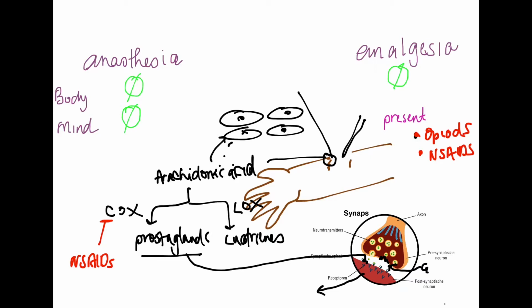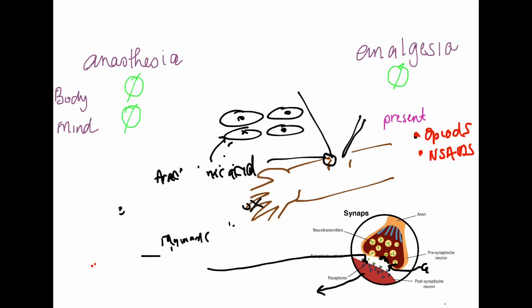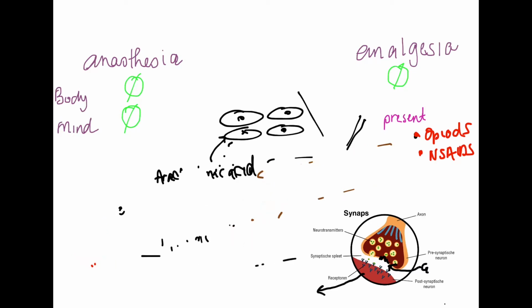So in analgesia we have two types, opioids and NSAIDs. NSAIDs directly inhibit the mediators, and opioids inhibit the transmission of the pain signaling by binding to the opioid receptor, which are all G-coupled inhibitory receptors. Okay, so now we're going to talk about anesthesia.